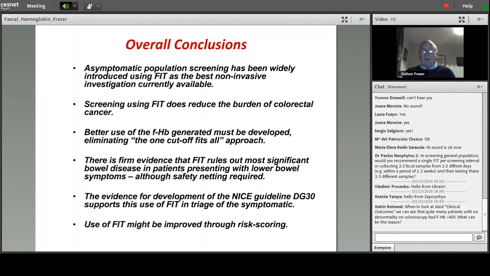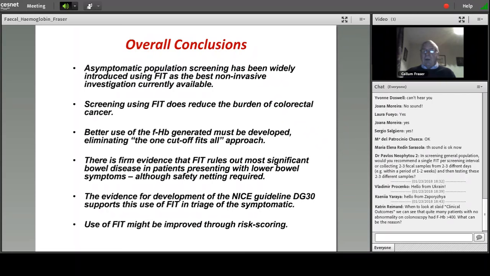And there's firm evidence that FIT rules out most significant bowel diseases in patients presenting with lower bowel symptoms, although we don't catch them all. That was very important. There were some green bars in our significant colorectal, significant bowel disease group, and therefore safety netting, such as the general practitioner watching or waiting, or referring the patient if they think there's a problem to gastroenterology or surgical outpatients, or even doing a repeat FIT test.